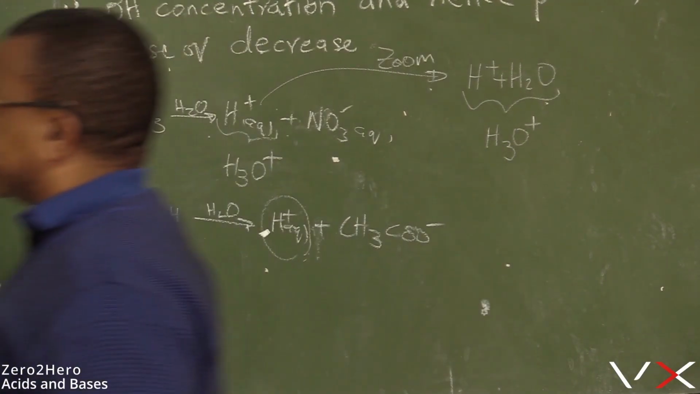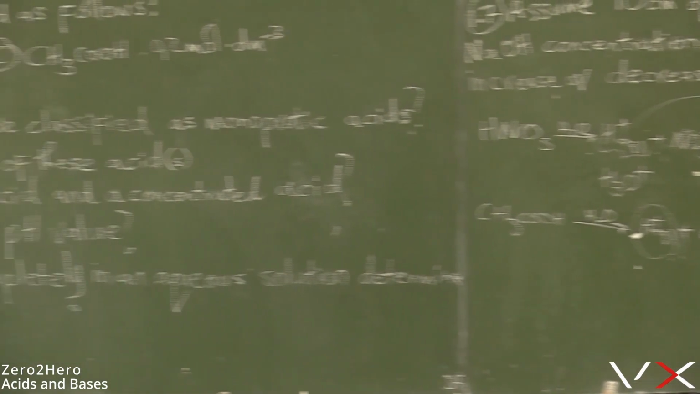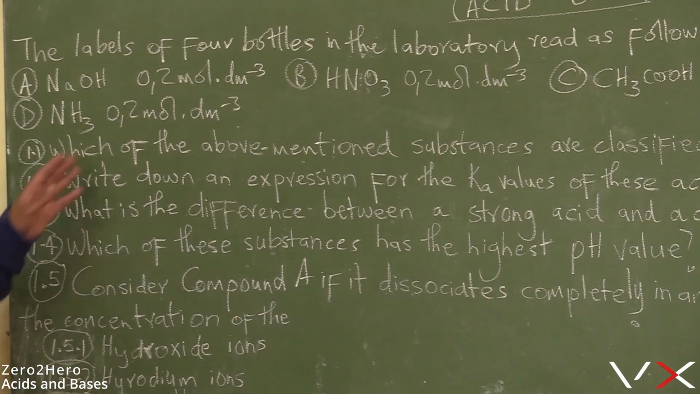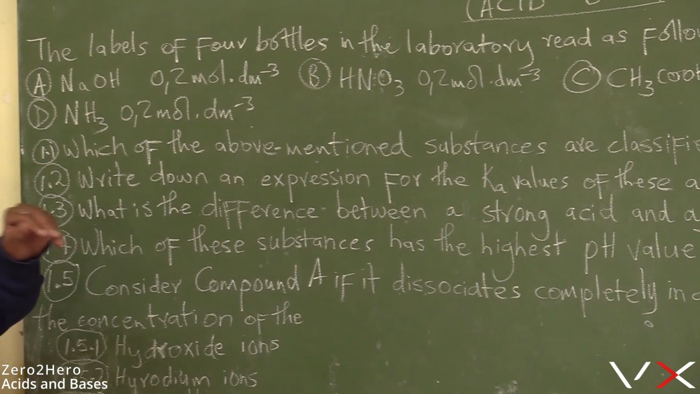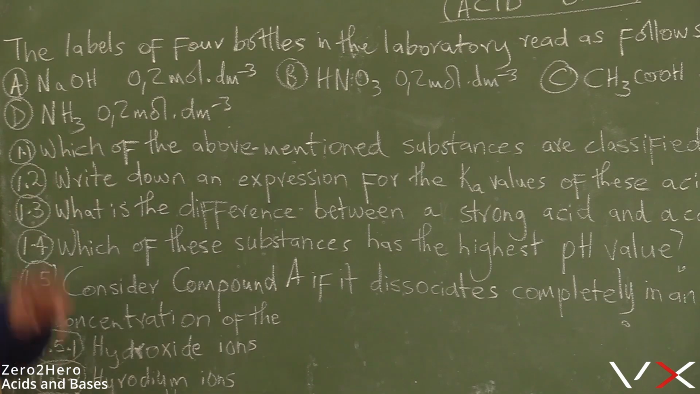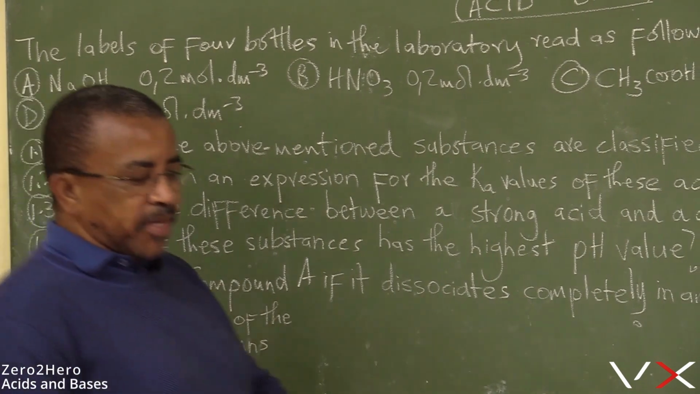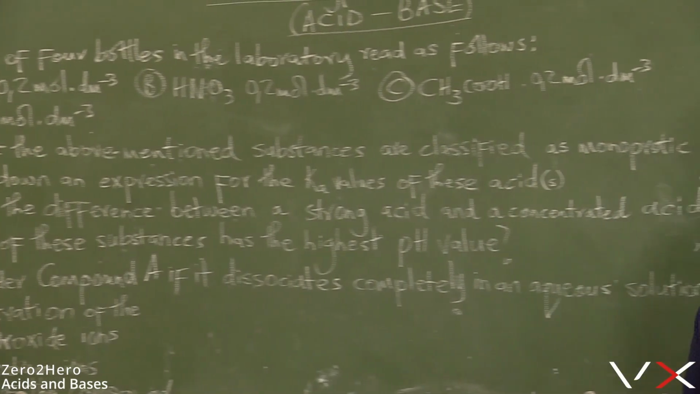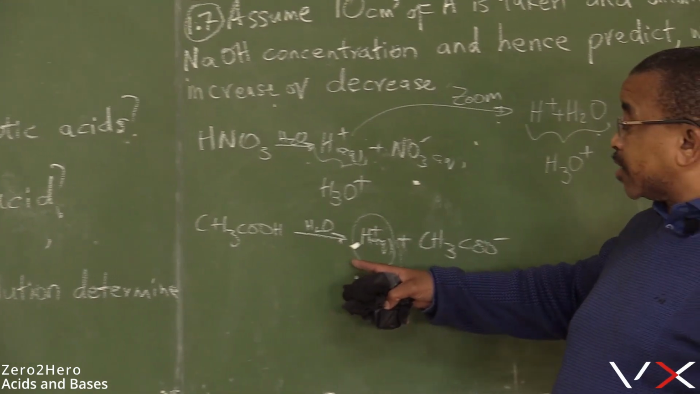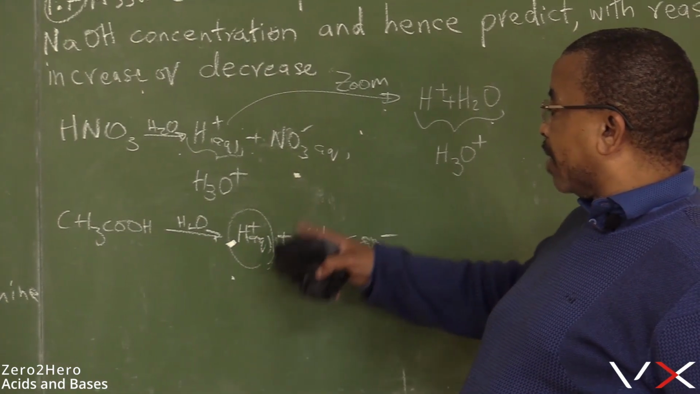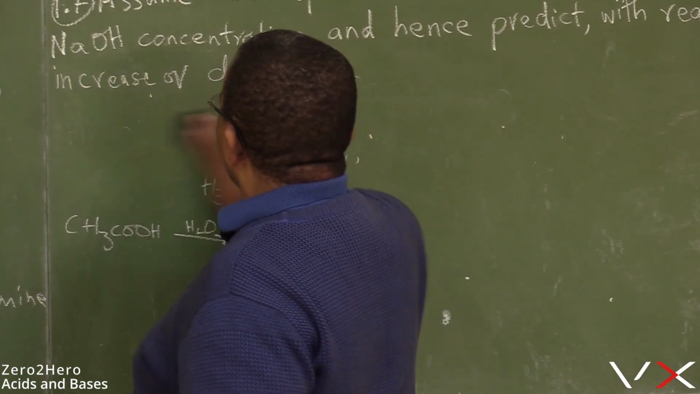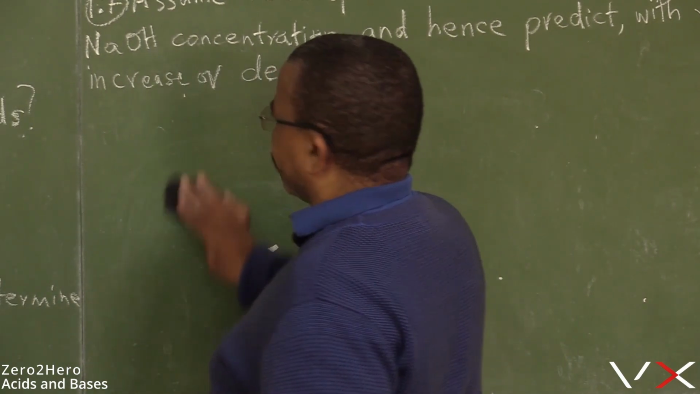So this is a monoprotic. What about NH3? NH3 is very unlikely to donate a hydrogen. So our monoprotic acids are B and C. These substances are B, nitric acid, and ethanoic acid. Please pay a lot of attention to this one, because it donates with H plus or hydronium, but not a second hydrogen. So it is classified as a monoprotic. So this is how we should look at it.